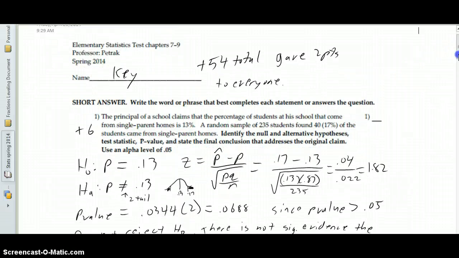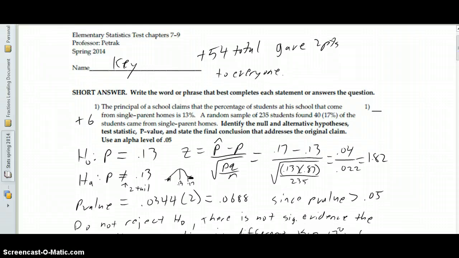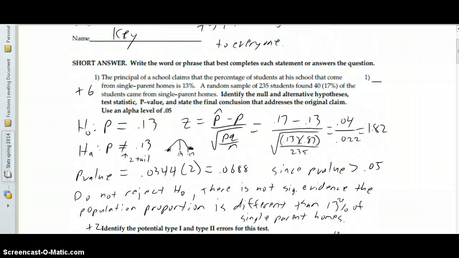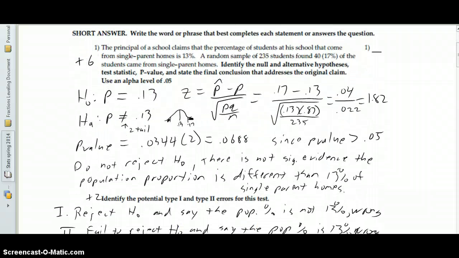So on number 1 here, a key is to look and see what type of data is being measured, and it looks like it's proportions. And then the next question is how many samples they took, and there's just 1 sample. So this is a hypothesis test for 1 proportion.